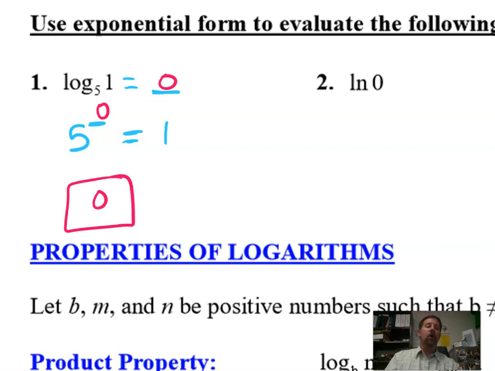The moral of the story is, it doesn't matter in this case what our base was, right? We said anything to the 0 power is 1. So anytime you take the log of 1, doesn't matter your base, log base 5 of 1, log base 3 of 1, it is always going to give you 0.